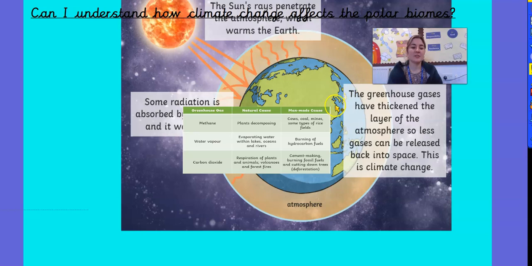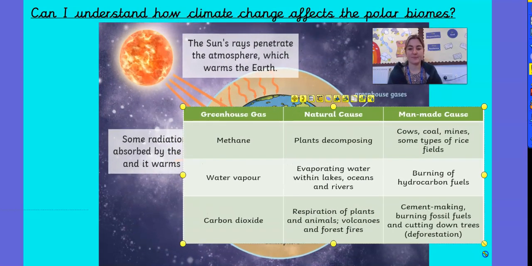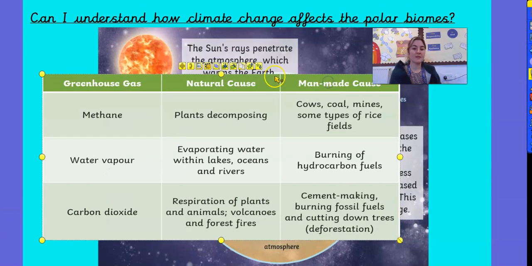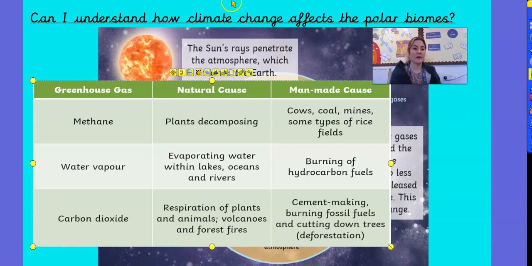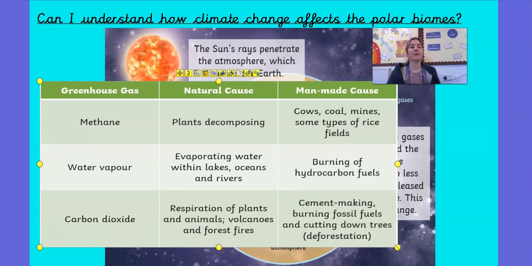So let's just have a quick look at some of the gases that are affecting climate change, and let's have a look at what causes them. First of all, the greenhouse gases. We have got methane, water vapour, and carbon dioxide. Methane has two types of causes. One is a natural cause: plants decomposing. Decomposing means breaking down, rotting.